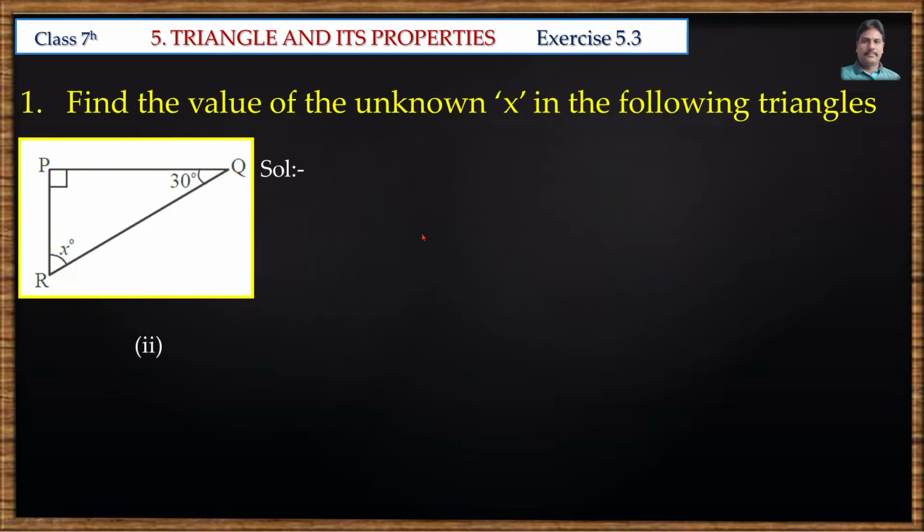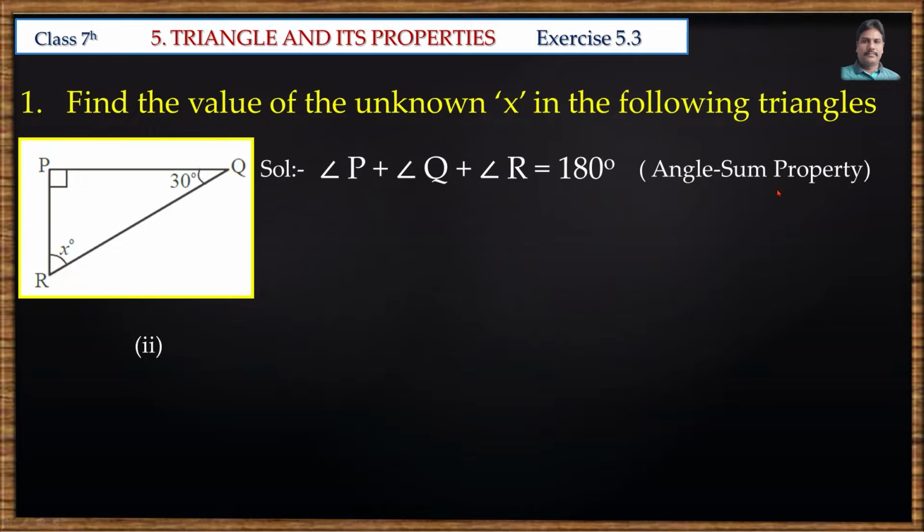We know that angle P plus angle Q plus angle R is equal to 180 degrees by the angle sum property of a triangle. So, angle P is 90, angle Q is 30, angle R is x. So, 90 plus 30 plus x is equal to 180 degrees. 90 plus 30 becomes 120. So, 120 plus x is equal to 180 degrees.